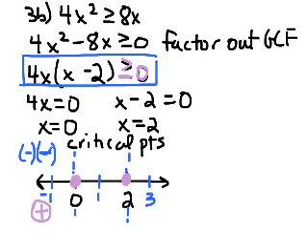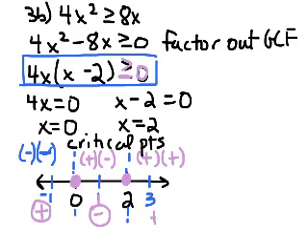Then if I try 1, I get 4 times 1 is a positive. 1 minus 2 is a negative, so I get a negative. If I put in 3, 4 times 3 is positive 12. 3 minus 2 is positive 1. Positive times a positive is a positive. So I know that each region has a sign associated with it.